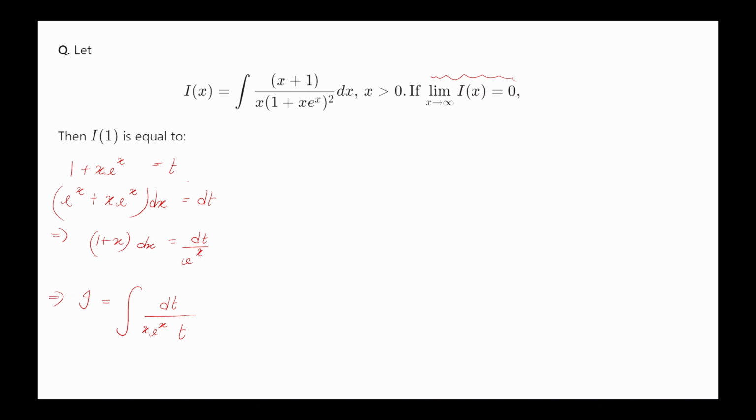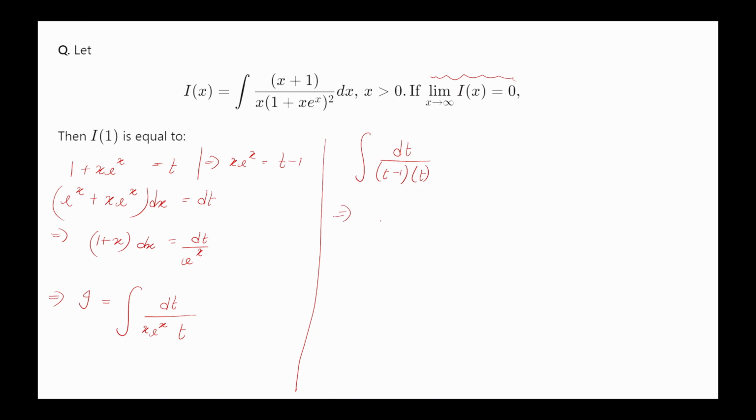Now x e to the power x. If I have 1 plus x e to the power x as t, that means from here what I can say is that x e to the power x would be t minus 1. So simply I can replace that value here, right? So it would become integration of dt upon t minus 1 into t. Now again, I'll try to create my numerator in such a way so that I can separate it out into two different terms. And once they've been separated out into two different terms, the fundamental terms would simply cancel out amongst each other, and my integration would become quite simple.